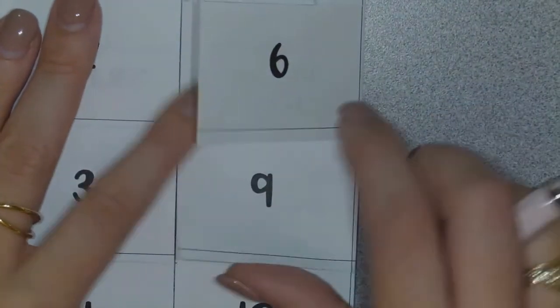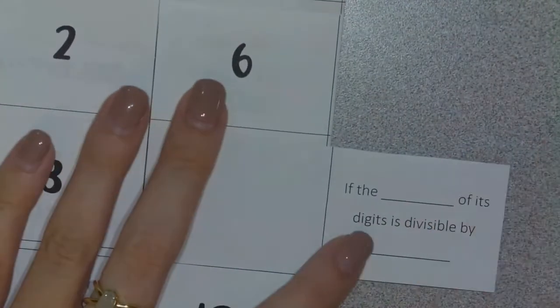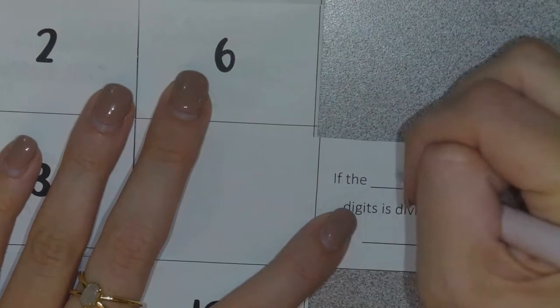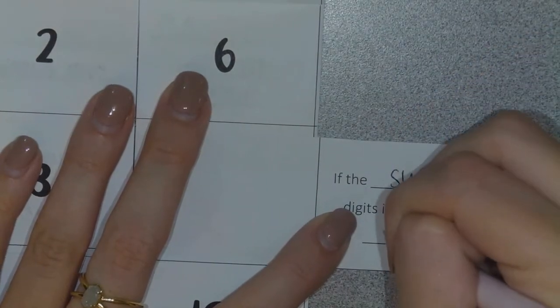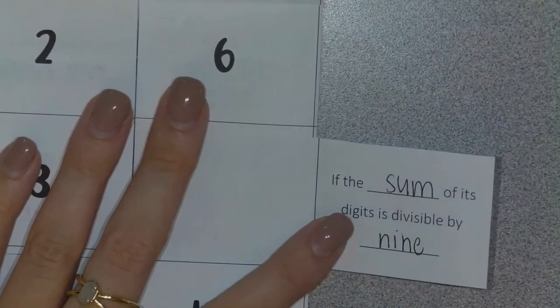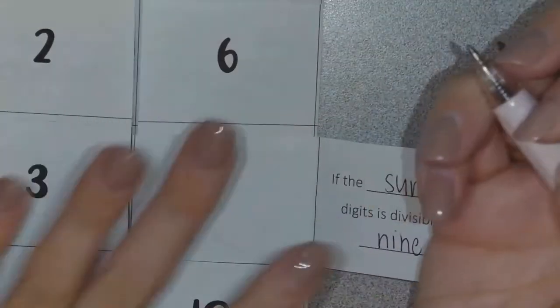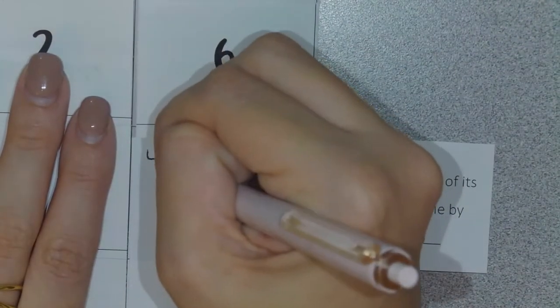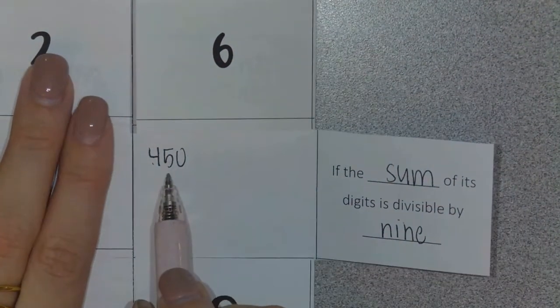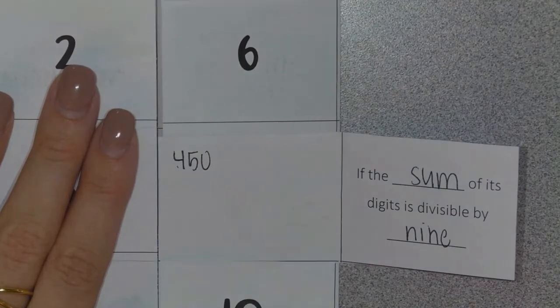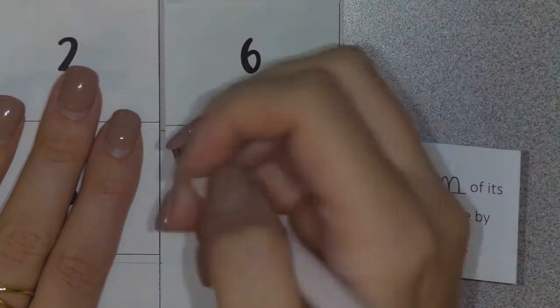Next one, the 9. The hack for 9 is if the sum of its digits is divisible by 9. So very similar to the 3. Some examples here are 450. Again, 4 plus 5 would give me 9, plus 0, still 9. 9 is divisible by 9.